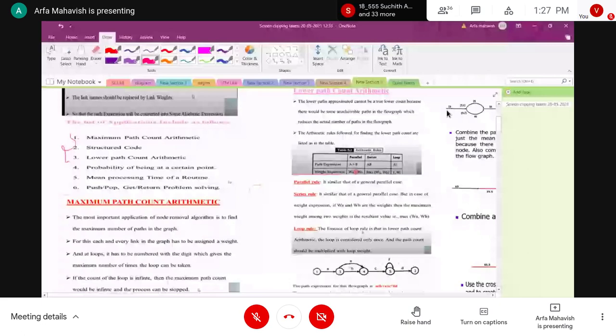Next we have the loops. For the loop rules, in lower path arithmetic, the loop is taken only once, and the path count should be multiplied with the loop path. Similarly here, the path count should be multiplied with the loop weight.